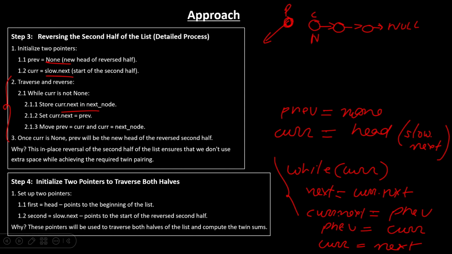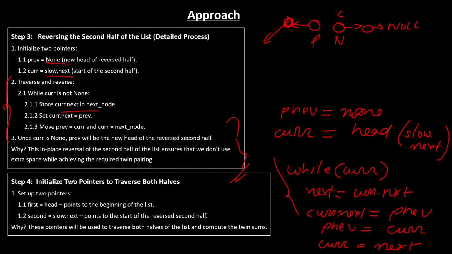Similarly, again, next will come here and then this link will get removed and current.next will point to previous. Of course, it will go here. Then previous will come here and current will come here, right? If you could see, the linked list is getting reversed. So this way, all the pointers will get reversed, and our linked list will get completely reversed. So this is what we are doing here in step 3.